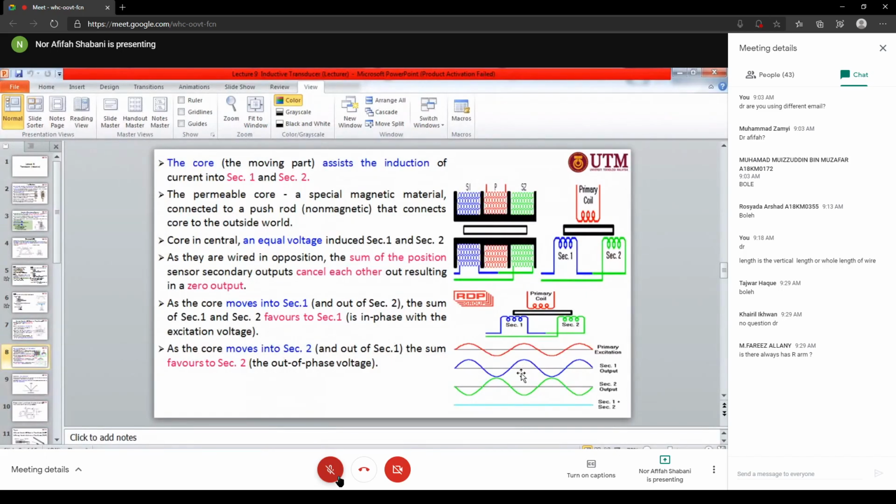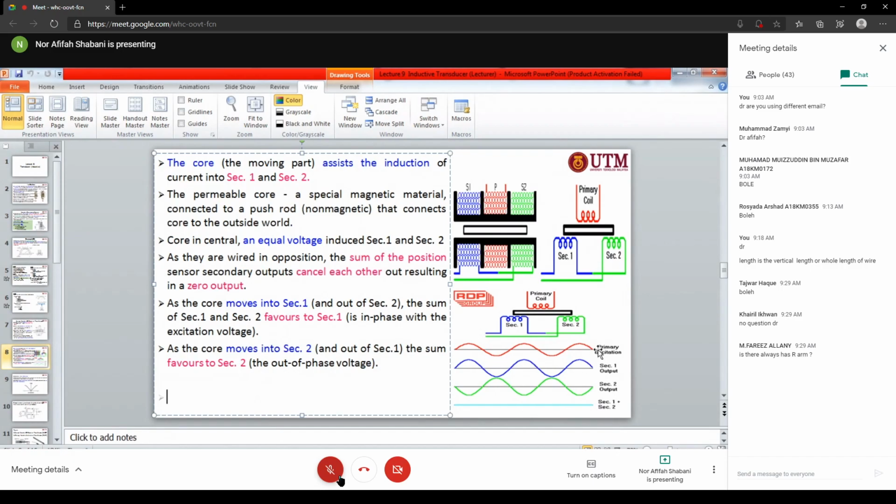We move it, right? So you will see that for section 1 here, when the core is at the center and then the coil moves here, you will get the section 1 output. You will get this kind of graph. And then when the coil moves to section 2, you get this kind of graph. So it will inverse the polarity with each other. So when at the center, that means there will be no output here, right?